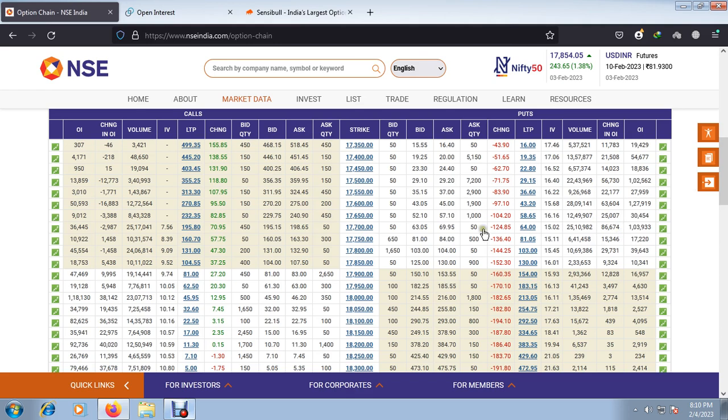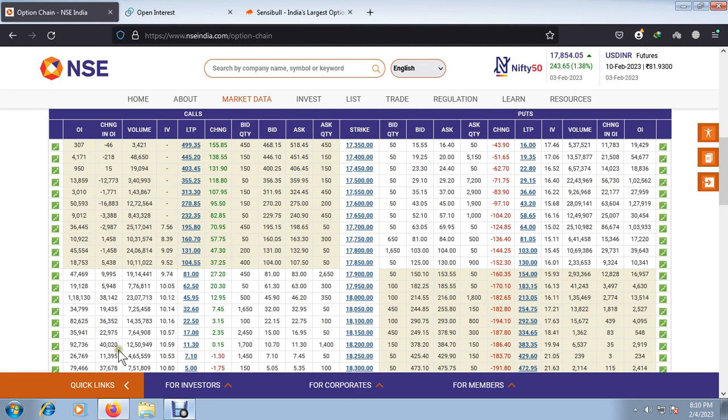So we can assume that this will be the support for today, meaning for intraday trading. And here in the change in open interest on the put side, we are seeing that here it is 38, here it is 40, but the highest is here, 86. 86 is more, 63 is more, but these numbers are less, 38, 36.